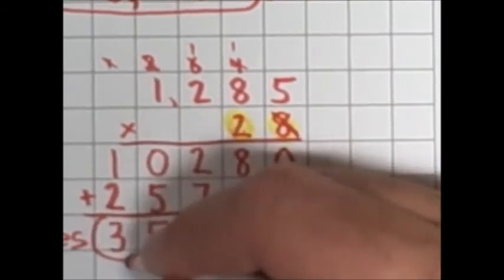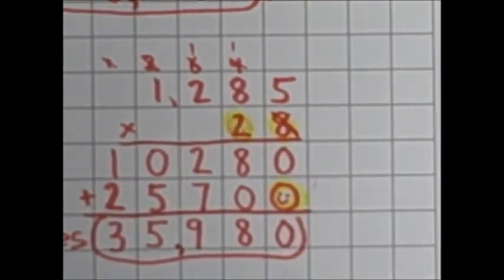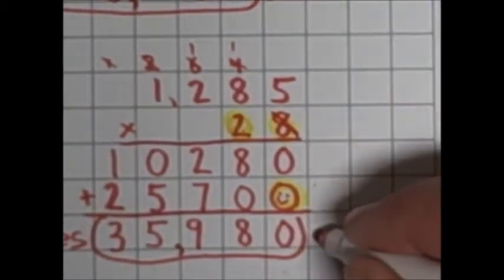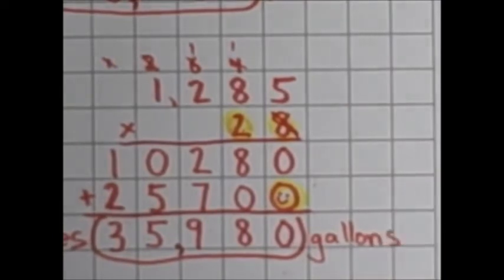Make sure you put your comma, circle your answer, very important when you hand in your homework assignment. And then if you don't remember the label, always reread the question. How many gallons of water will be pumped in 4 weeks? 35,980 gallons.